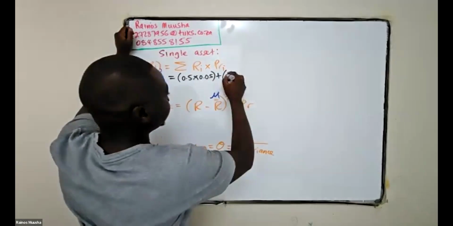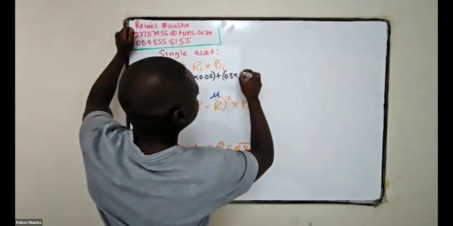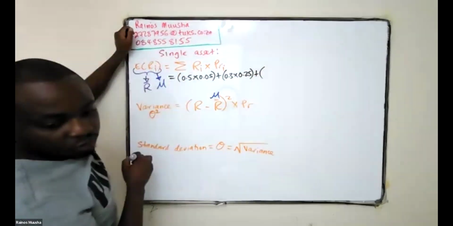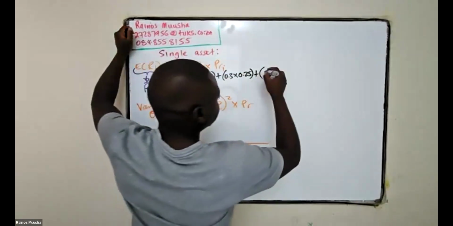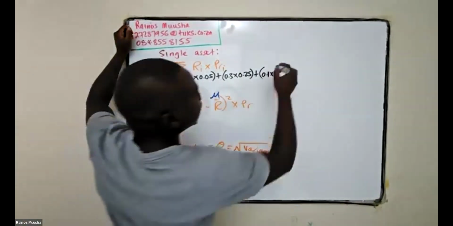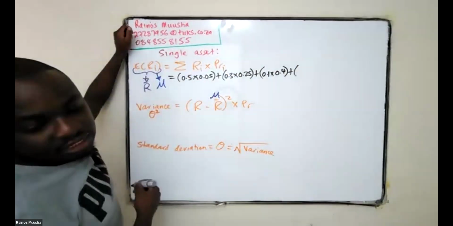The return is 30%, which is 0.3. The probability of that return is 25%, which is 0.25. Plus, because you're summing up, go on to the next scenario. Your return is 10%, which is 0.1. The probability of that return is 40%, which is 0.4. Plus, because you're summing up the different scenario.